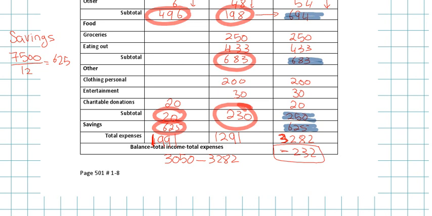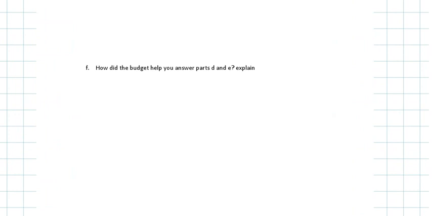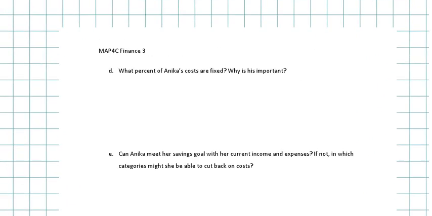So, the question is, what percent of Anita's costs are fixed? And why is it important? How much was her total cost? Okay, so her total cost is 3,282. What was her fixed cost? The fixed cost was 1,991. Now, if I want to know the percentage of it, what do I do?